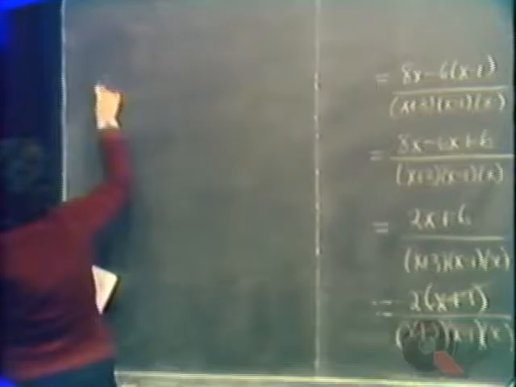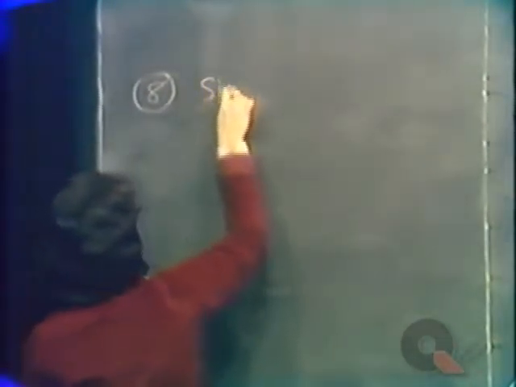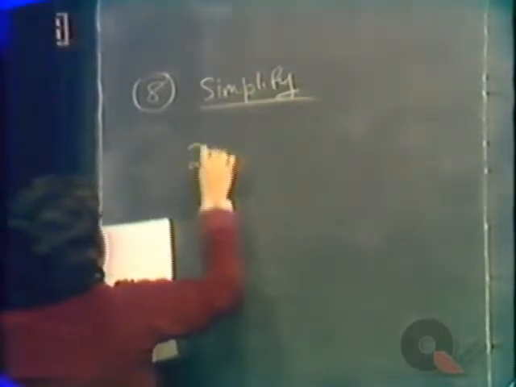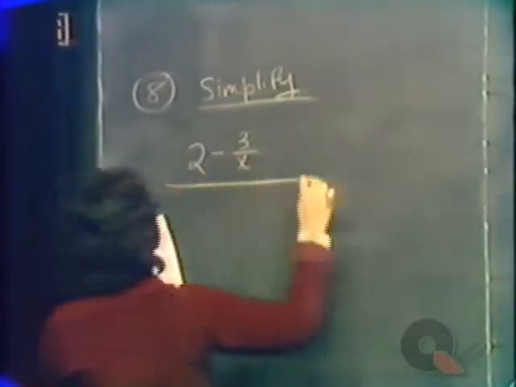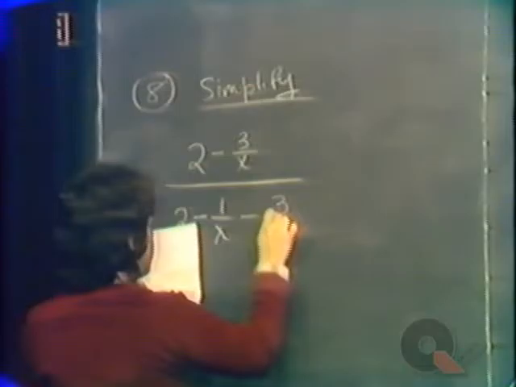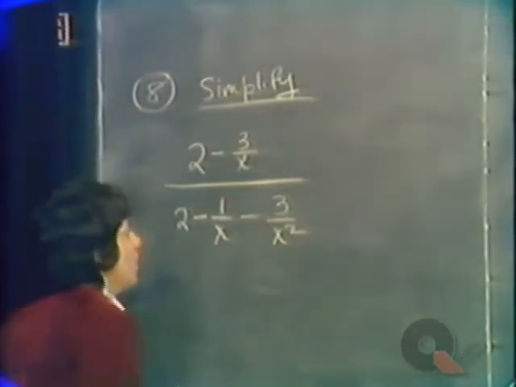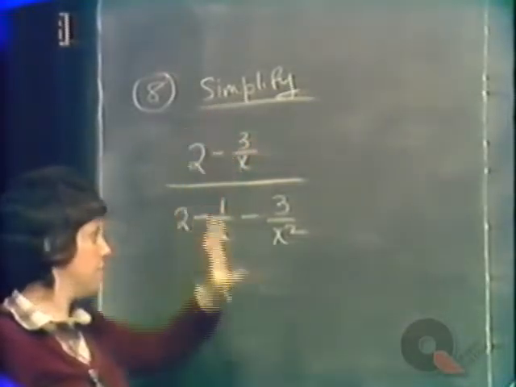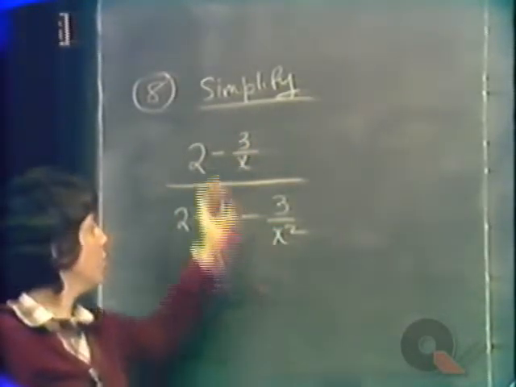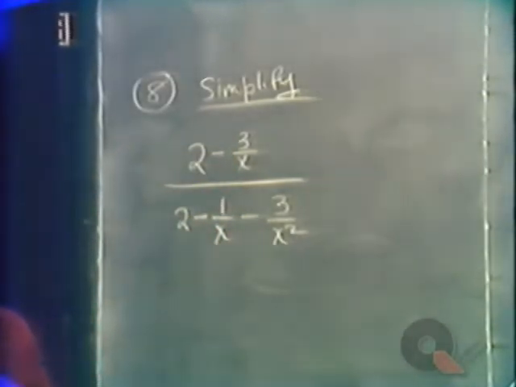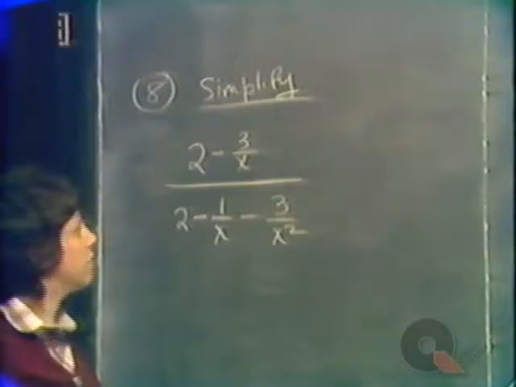In the next example, we would like to simplify the following: 2 minus 3 over x, divided by 2 minus 1 over x minus 3 over x squared. In a sense, we'd like to subtract these fractions, combine these fractions, get a fraction here, and then divide the two fractions, which means to invert and multiply. So it's sort of a review of everything we've done so far.